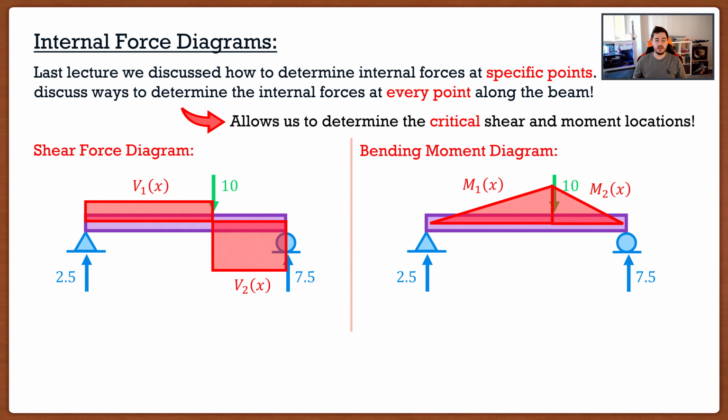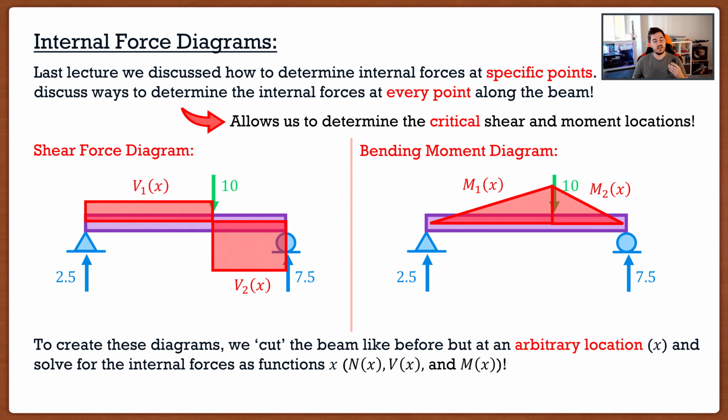Well, to do this, we are going to utilize the same method that we did before, which involves cutting our beam and analyzing the internal forces. The only difference is before we would cut at a very specific point. And this time, we're going to cut at an arbitrary location, which we're just going to call X. Now you guys may be saying, Clayton, what exactly does that mean? Well, don't worry. In the next slide, I'm going to show you.